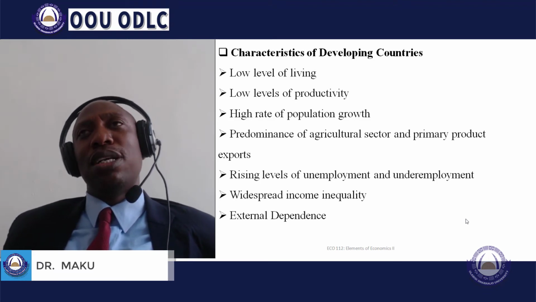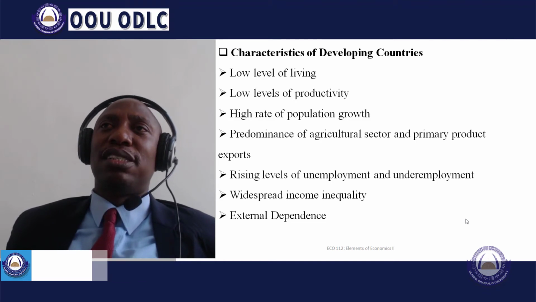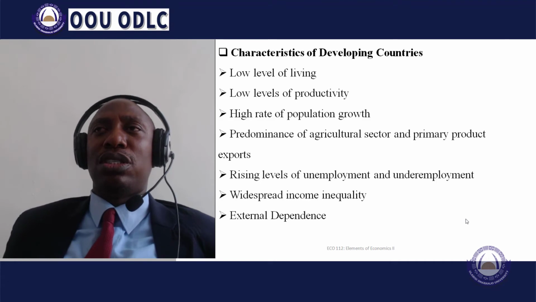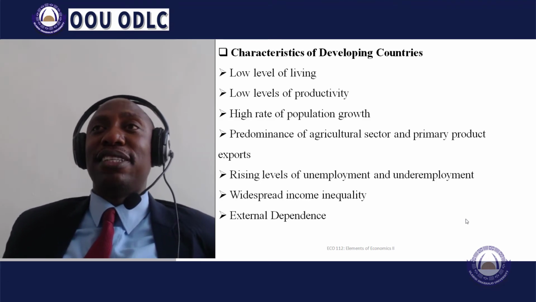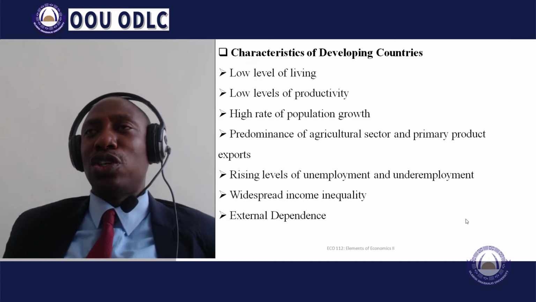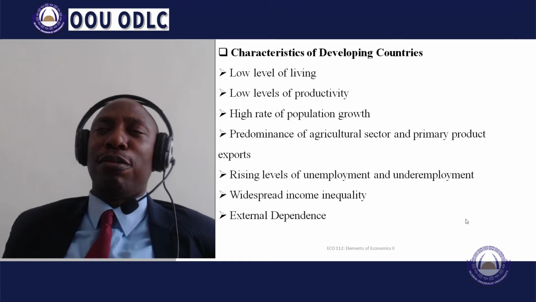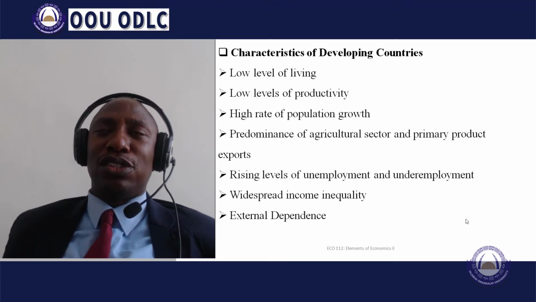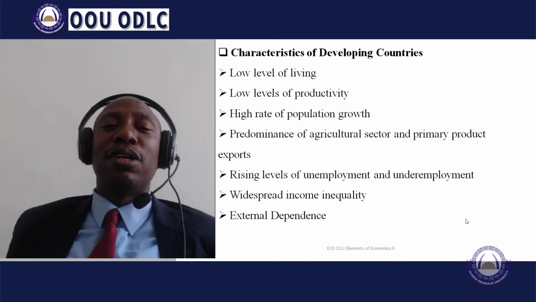Widespread income inequality. A wide gap exists between the rich and the poor, because the poor do not have the potential to produce and consume. They rely on the rich. And the rich take advantage of their unemployment, their poor situation, and the rest to exploit and make more money from cheap labor from the poor, thereby widening the gap between the rich and the poor. This is not good for any economy, and it is a characteristic of developing countries.